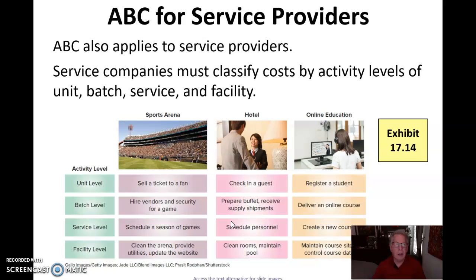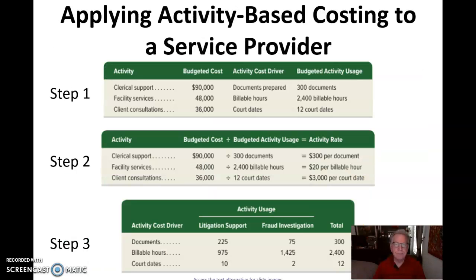All right, let's take a look at it in a little more depth. Here, we're going to talk about clerical support, and we budgeted $90,000. We've had facility services. We budgeted $48,000. Client consultations, documents prepared, billable hours, and court dates. And those are going to be the activity cost drivers for these activities.